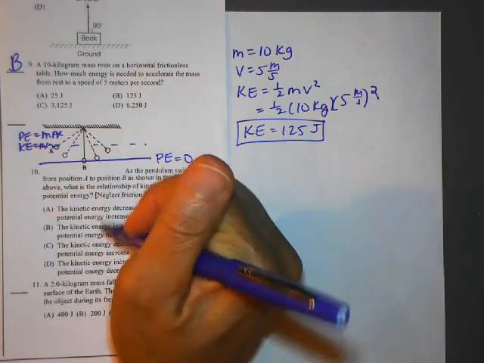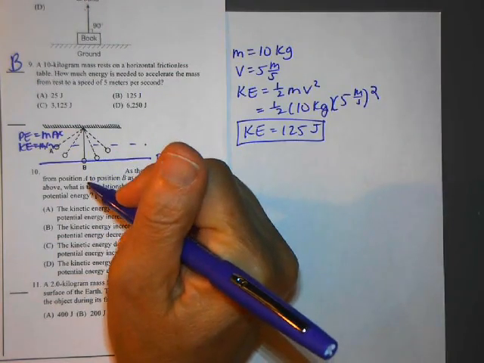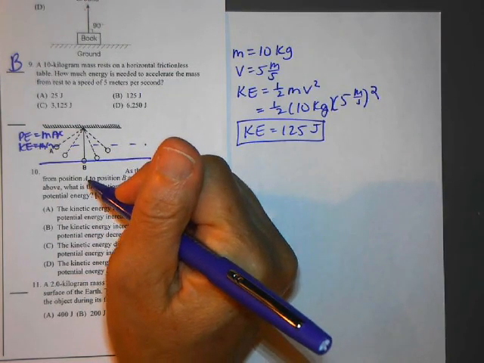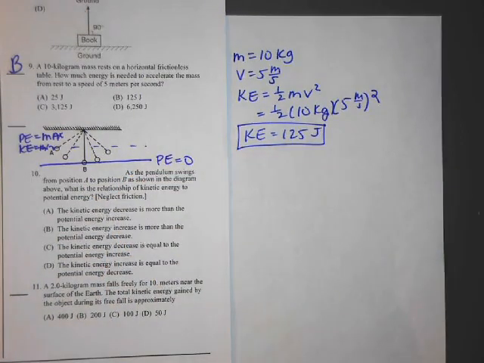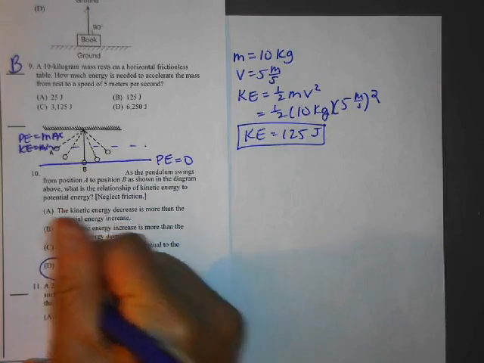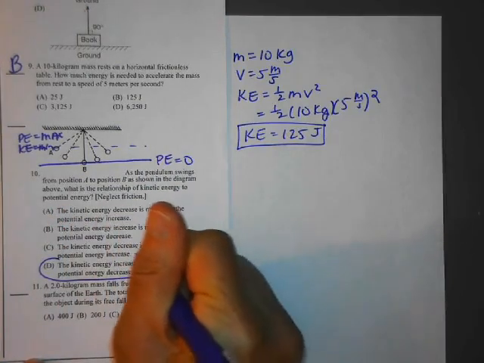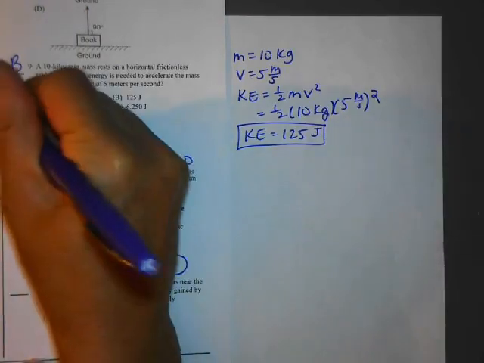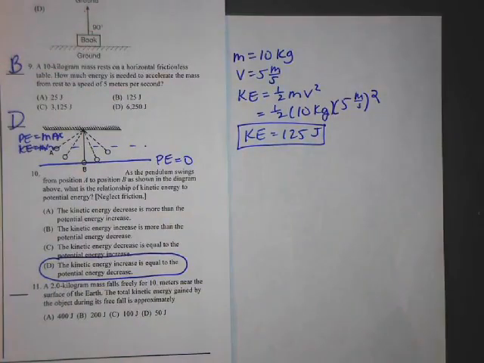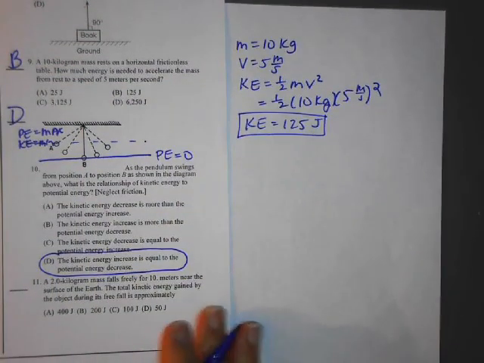So when I read all the choices for number 10, again, at rest, the kinetic energy is 0. As it starts to fall, the kinetic energy increases and the potential energy decreases as it gets closer to the ground, which is base level, but the total energy remains the same. So the answer here is going to be choice D. The kinetic energy increase is equal to the potential decrease. That's really just conservation of energy. They could have asked us more questions there.